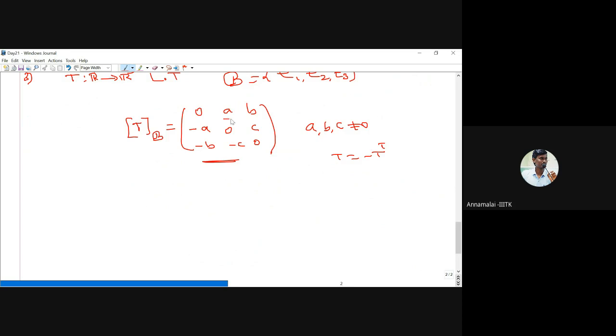Because if you take the transpose, you will get AB here, but it should be minus. Therefore, this matrix is nothing but a skew symmetric matrix. Now, what are the options?